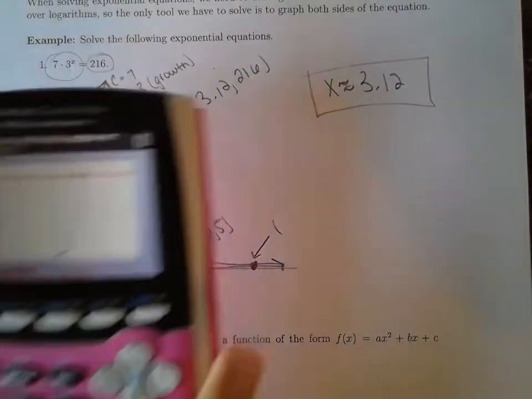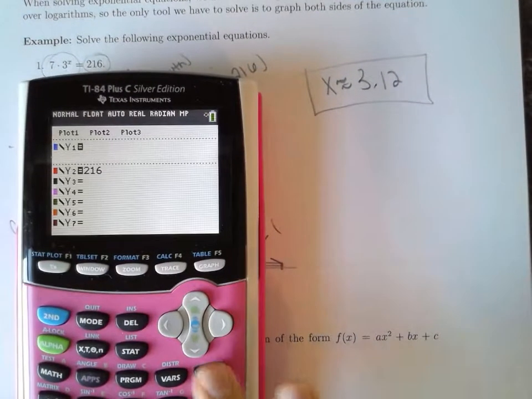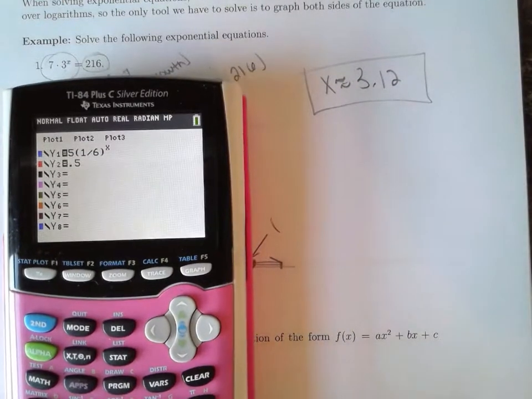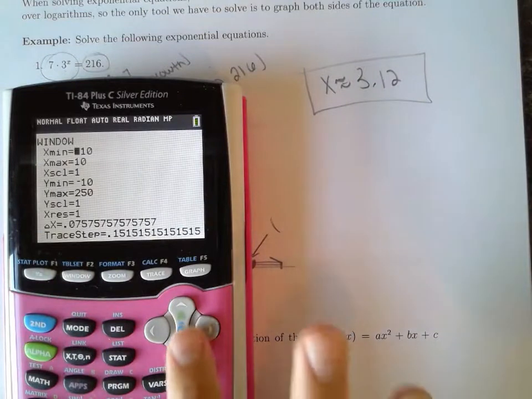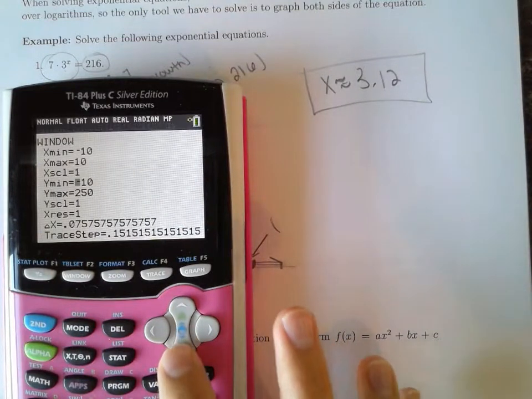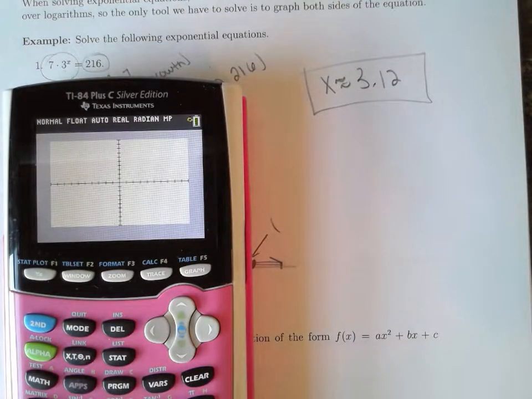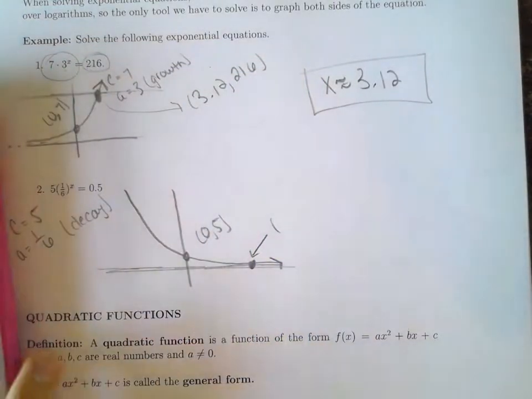So let's graph with our calculator. I'm going to change the window also. It was 5 times 1/6 to the x, and then this was 0.5. Window, let's just do standard. I think that would be plenty. So there's our first function. There's exponential decay, which is exactly what we thought it would look like.